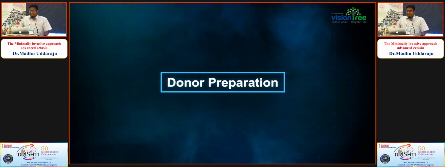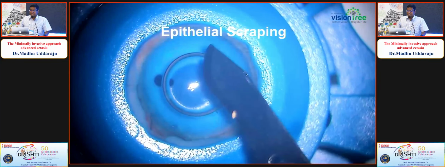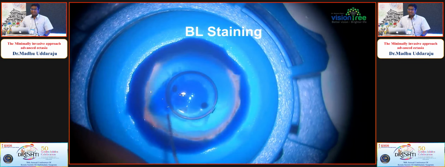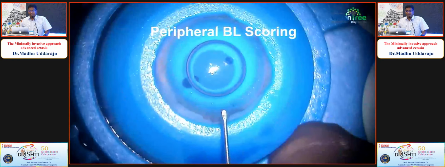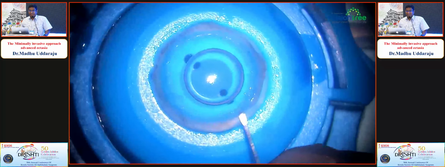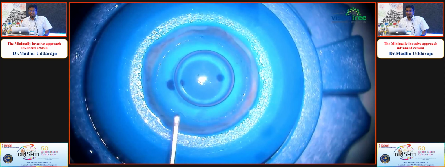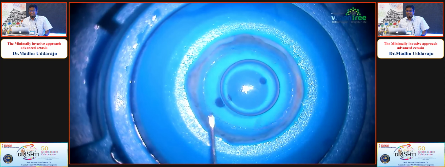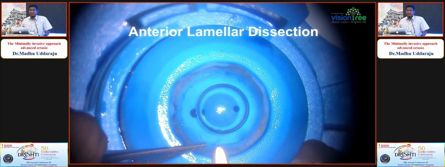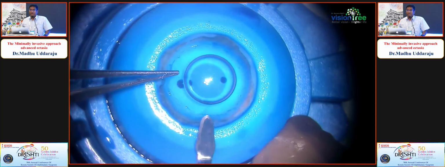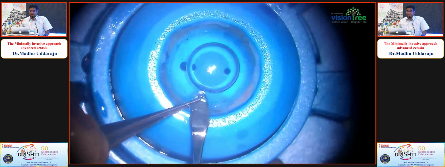So this is the donor preparation. You mount the donor tissue onto the Barron's chamber and you scrape off the epithelium and you stain the Bowman's layer with the blue. Bowman's layer is usually limited to the central 7.5 to 8 millimeters of the cornea. Like you do your can opener technique, you just give nicks in that area so that you have a plane from which you can start peeling out the Bowman's layer. Ours is not a Bowman's layer standalone technique. We also harvest 100 microns of stroma along with it because we want to add volume into the cornea and make it suitable for cross-linking if required at a later stage.